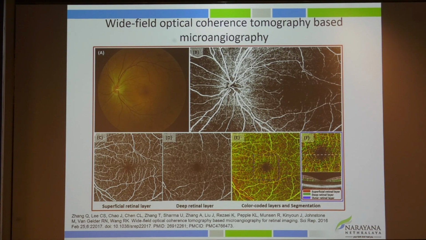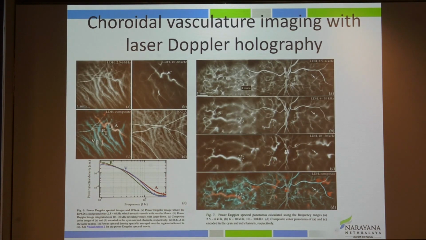Wide field optical coherence tomography based microangiography is a recent addition. Here we could see the angiographic changes present in the nerve fiber layer of the peripapillary retina. The choroidal vasculature can also be imaged by using laser Doppler holography. In this, we can separately study the Sattler's and Haller's layers, which has been used in retinal diseases.